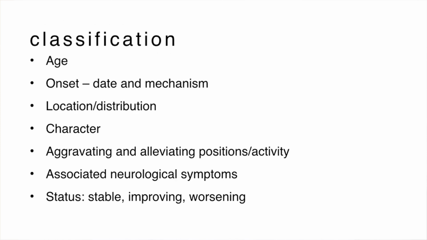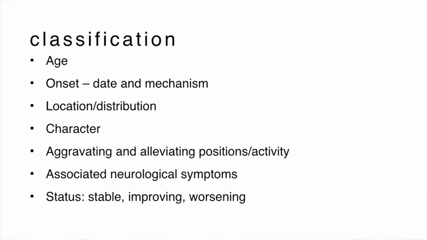Here are the key points to consider when taking a history. Age. Younger patients are more likely to have a herniated disc, while older patients are more likely to have facet arthritis, lumbar stenosis, or spondylolisthesis. Onset. More than 3 months of persistent pain increases the suspicion for a chronic pain condition.